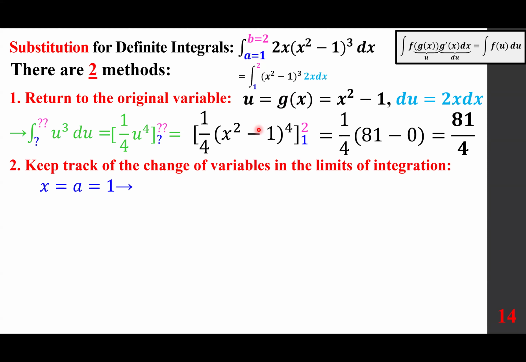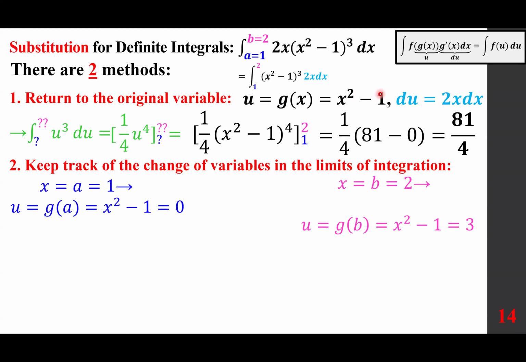G of x is x squared minus 1. Let's plug in, and it becomes 0. So that's the lower limit. In other words, here or here is 0 if we go with u. Let's plug in the upper limit. X equals b equals 2. If I put that into x squared minus 1, I get 3, u or g of b.